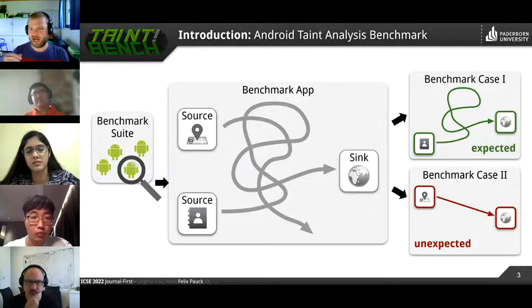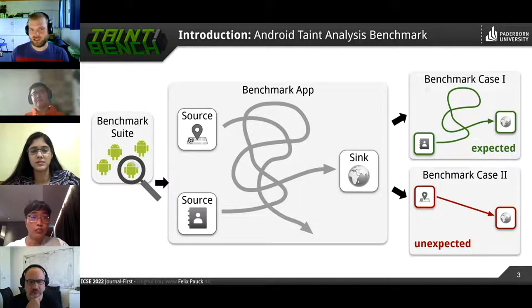On the other hand, we have unexpected benchmark cases. For example, the GPS source is not connected to the internet sink. So if an analysis tool would find that connection, identify it as a taint flow, that would actually be a false positive. And we have to declare such cases in our benchmark to be able to detect them automatically.